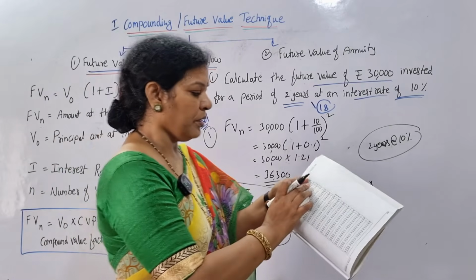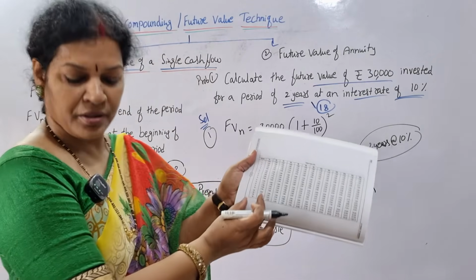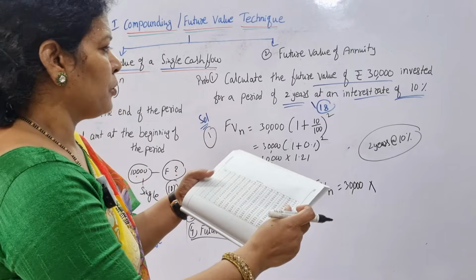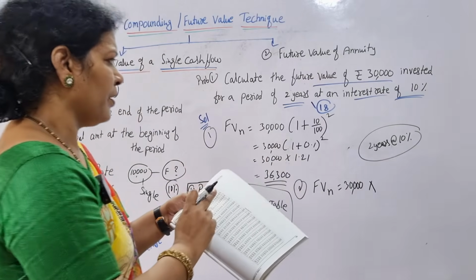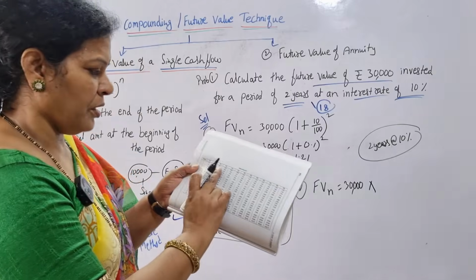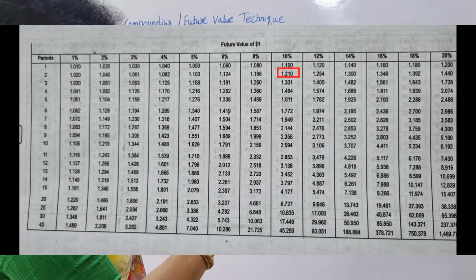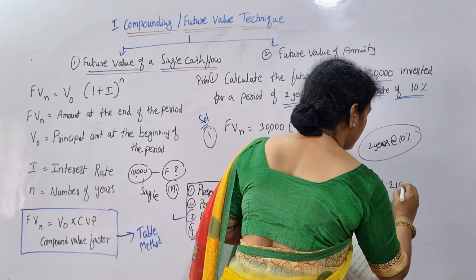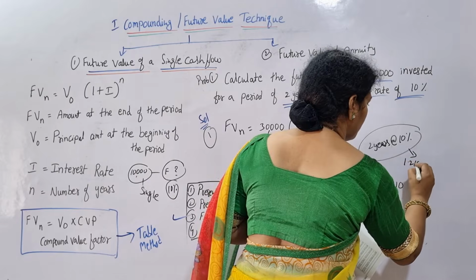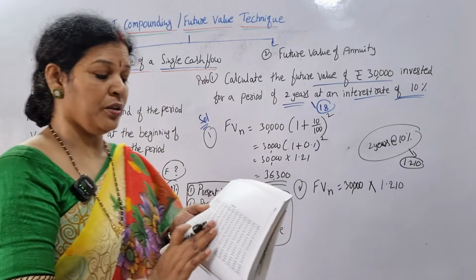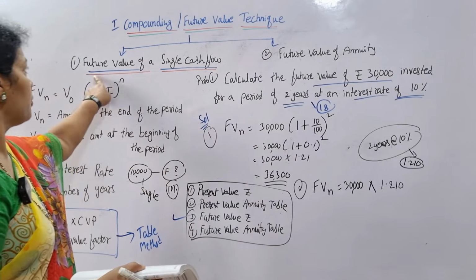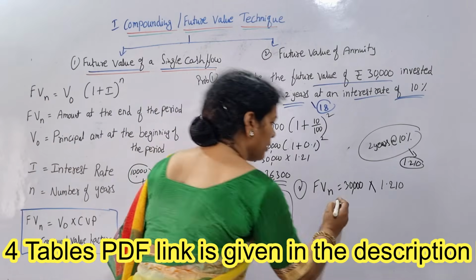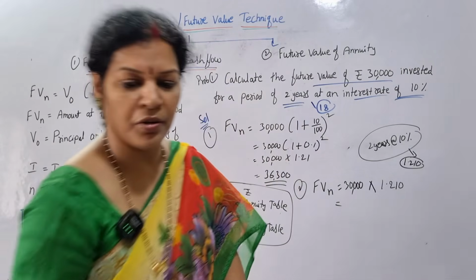Periods are given in the corner and the percentage is on the top. They are saying 10%, no? 2 years, 10%. 2 years is this, 10% comes to 1.210. I am getting 1.210 as per the table. This is the future value table, so we are calculating the future value of a single cash flow. If you multiply, you will get the same value, 36,300.